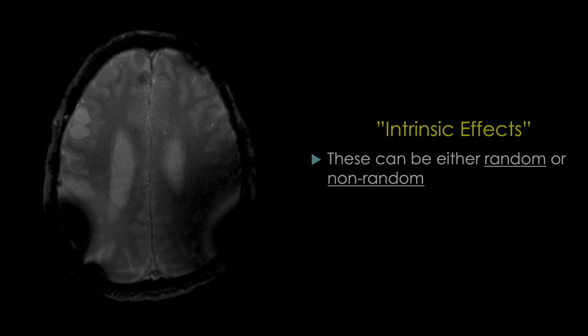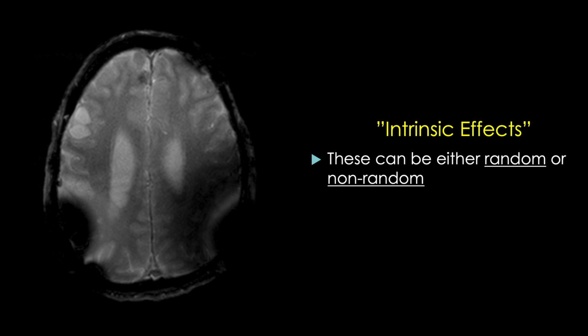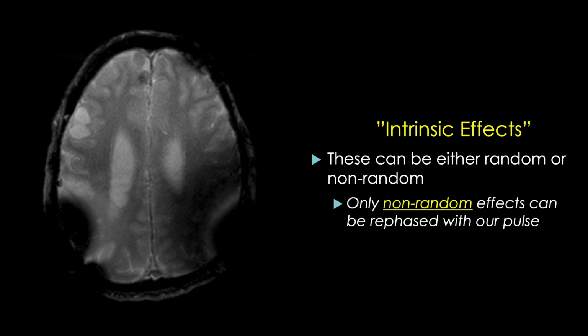One more important thing to note that exams love to test you on. We have two types of these intrinsic effects, both random and non-random, and as you can guess, we can only regain the dephasing caused by non-random T2 star intrinsic effects with this rephasing pulse technique.